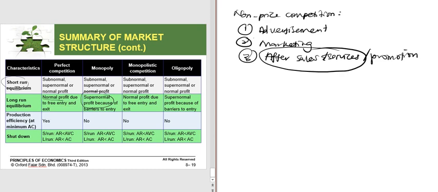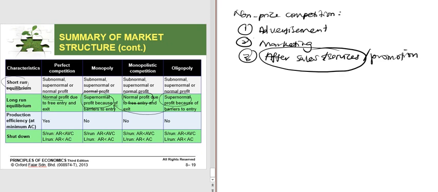And for monopolistic competition, you can earn normal profit. You can also earn supernormal profit depending on your product variation, because in monopolistic competition, it's quite easy for other firms to enter the market. For oligopoly, you can earn supernormal profit because it's not easy for other firms to enter the market. So it's the same with monopoly.